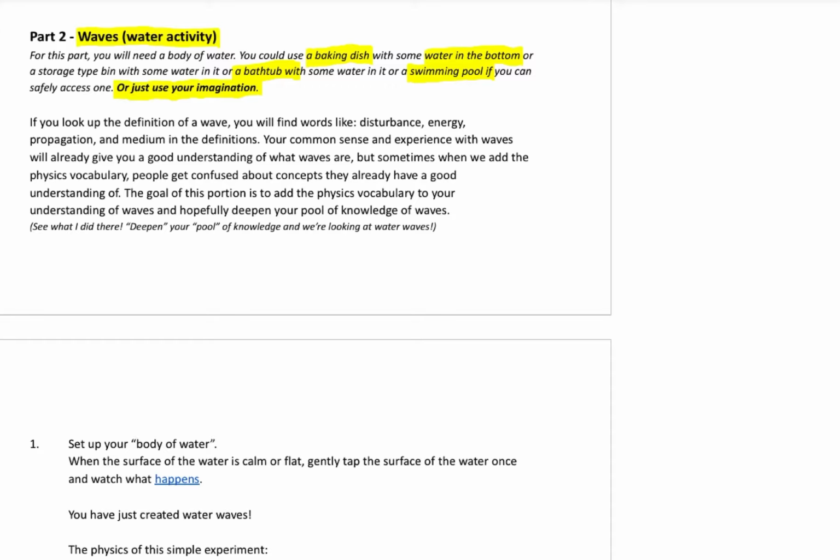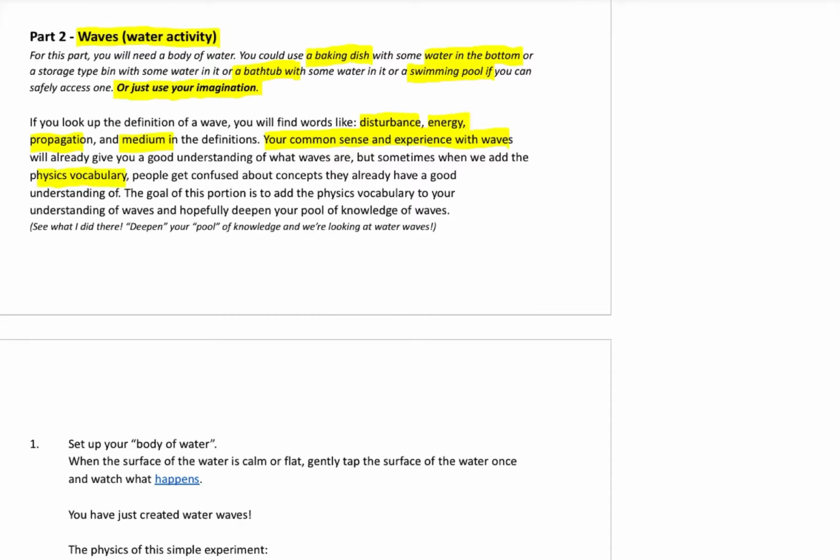The goal of this is, let's say instead of doing it this way, I just asked you to find the definition of a wave. If you went and Googled it, you're going to find it's going to say a wave is something to do with a disturbance and energy and propagation and medium. All these weird physics words would be in the Google answer of what a wave is. But you've already got some common sense and some experience with waves. So what I'm going to try and do here is connect your good common sense with the physics vocabulary and concepts that are already in your brain.